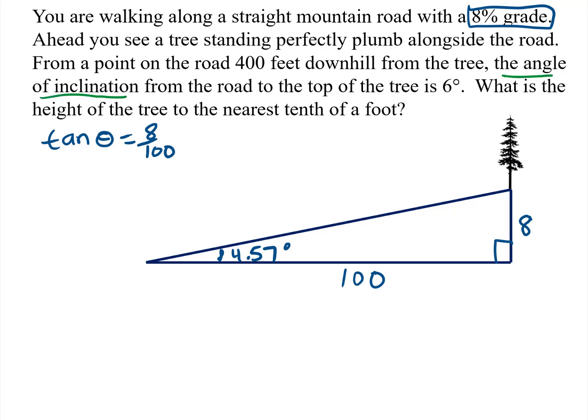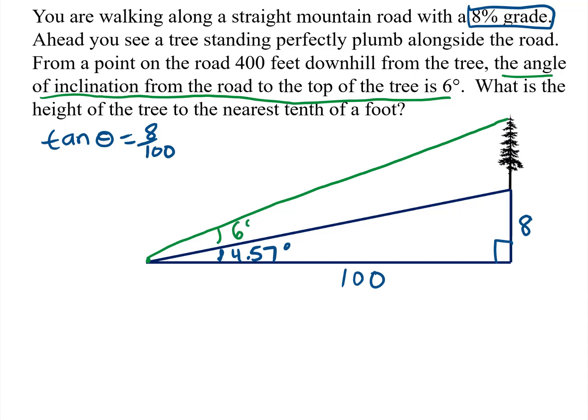So now, one of the other pieces of information we have in the problem is the angle of inclination from the road to the top of the tree. So if we're down here and we look up to the top of the tree, this angle right here is 6 degrees. And then the other piece of information that we know is that this is 400.